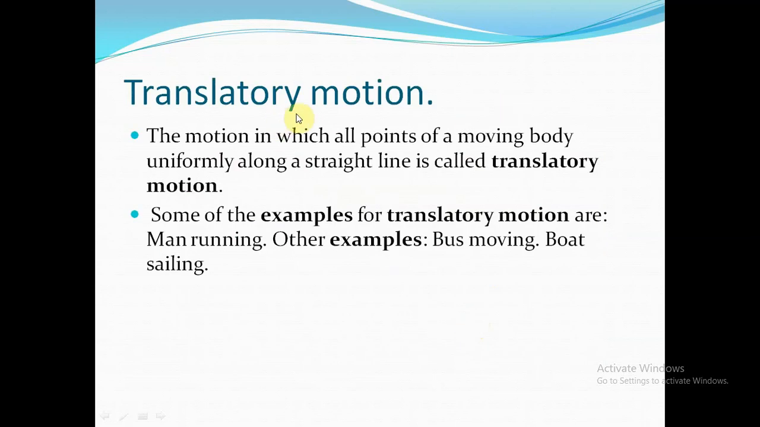First of all, translatory motion. The motion in which all points of a body move uniformly along a straight line is called translatory motion. All the points of a body move in a straight line, that is translatory motion. Some examples of translatory motion are a man running on a track, a bus moving, and a boat sailing.